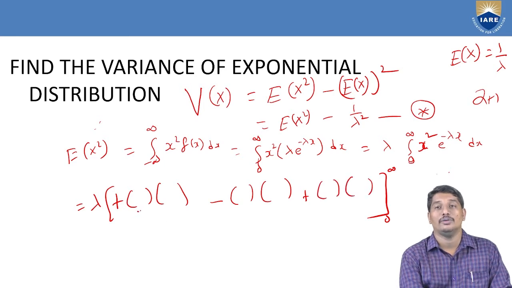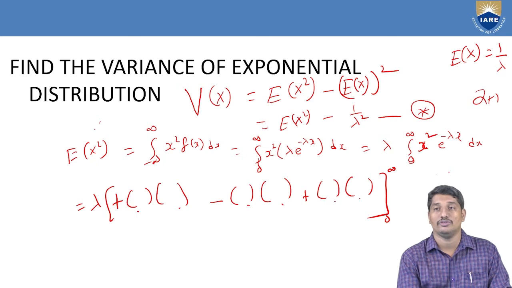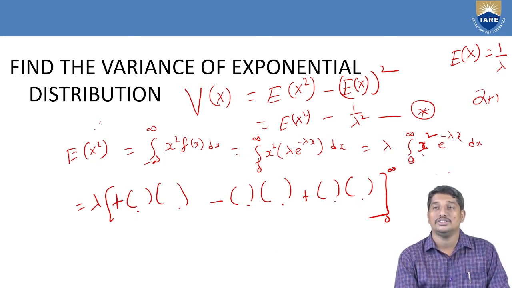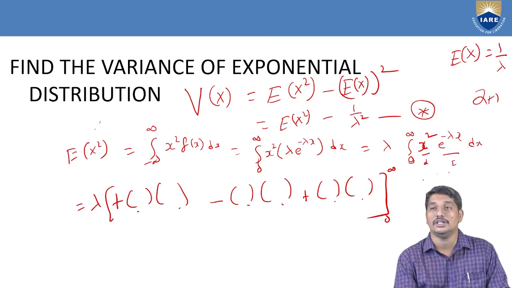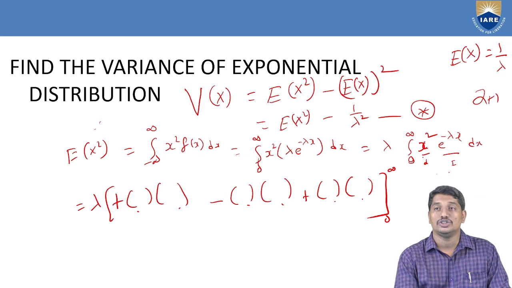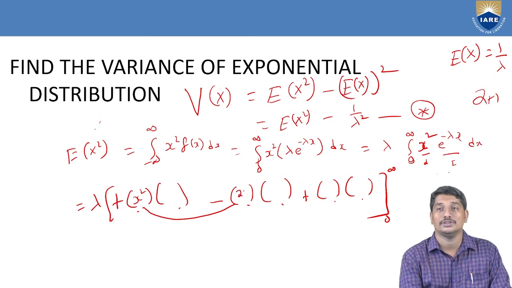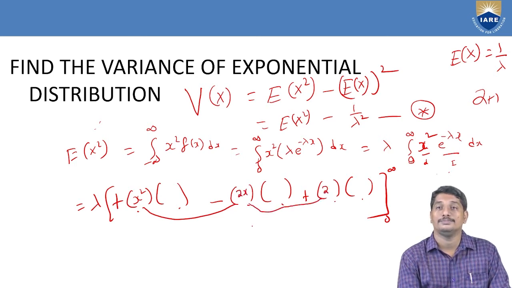One for derivative and one for integration. Now x square is fixed for derivative, and exponential is fixed for integration. So x square should be copied into the first bracket. X square derivative 2x, 2x derivative 2.